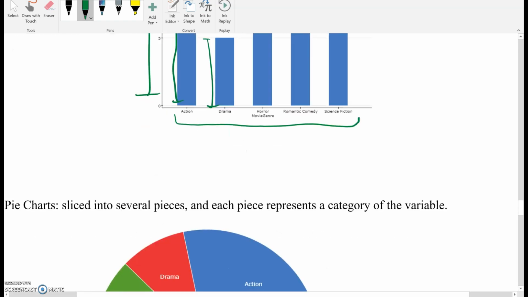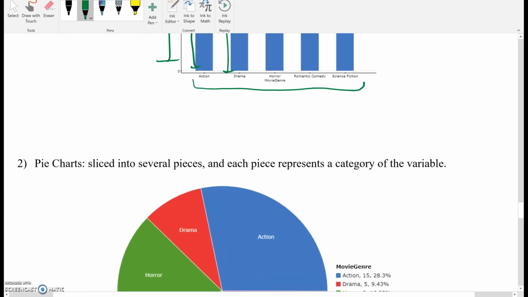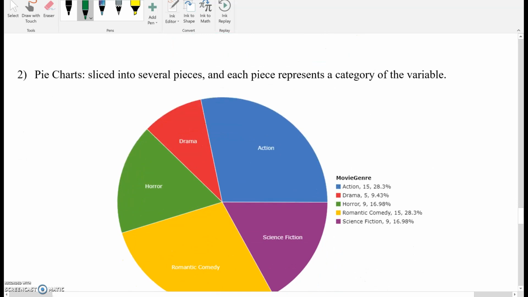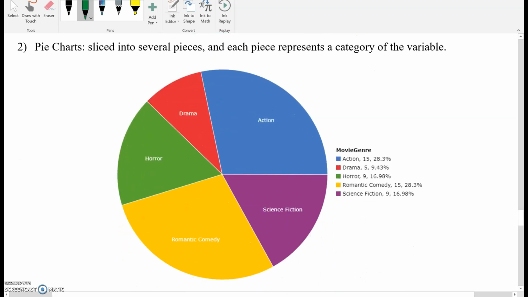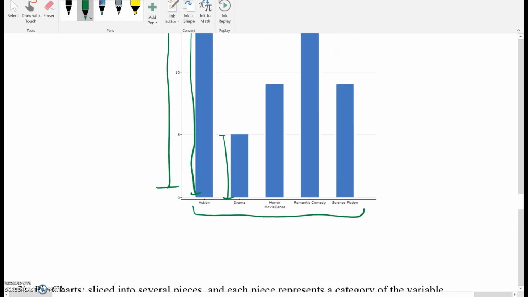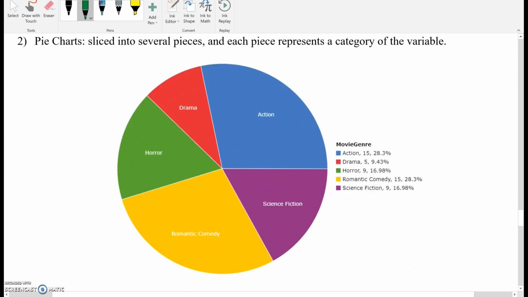Now a pie chart is sliced into several pieces, and each piece represents a category of the variable. Okay, so I did the exact same thing. It's the same thing as the bar chart, but now I just did it as a pie. So it's a circle, and you can see the percentages of each of the slices of the pie. So here you have a legend. It tells you what the percentage is. So it's also really useful.